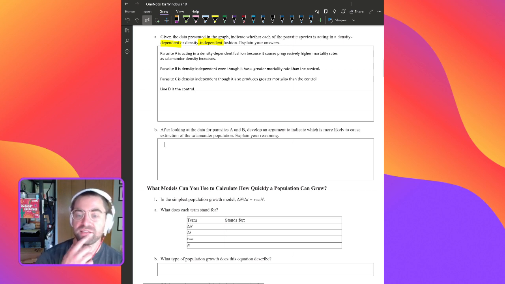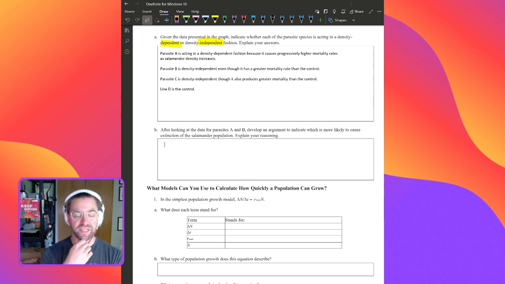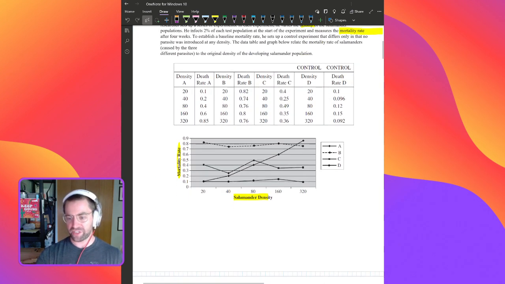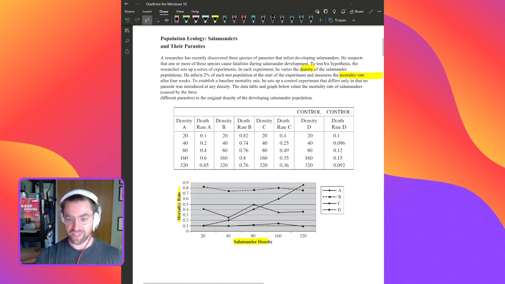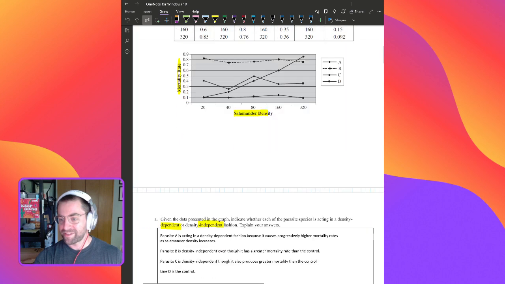Which of the parasites? It doesn't say this in the question, but I suppose we can infer that it's asking which of the parasites is most likely to cause salamander extinction. So we could argue that as the population increases, parasite A is going to kill more and more, with a higher and higher mortality rate, approaching 90% once we get to, what does this number even mean? 320 salamanders per unit area, I guess? Unclear. It just says density.